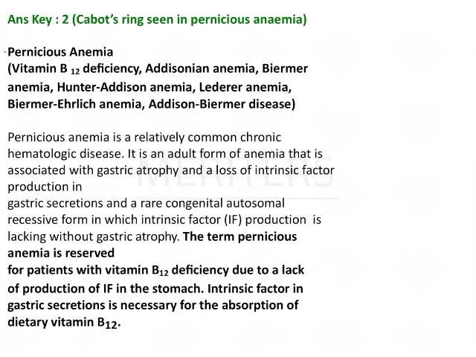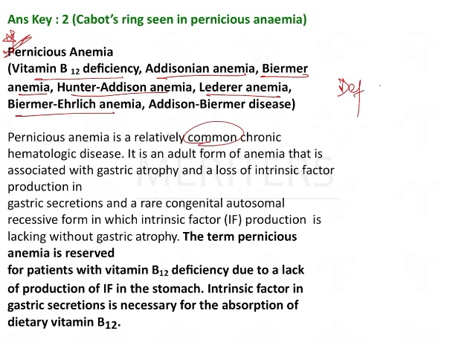In general, pernicious anemia is very, very important, and you need to know all its synonyms. So it is vitamin B12 deficiency, Addisonian anemia, Biermer anemia, Hunter-Addison, Lederer, and Biermer-Ehrlich. It is a relatively common chronic hematologic disease, and it is caused due to deficiency of vitamin B12. So what is vitamin B12?